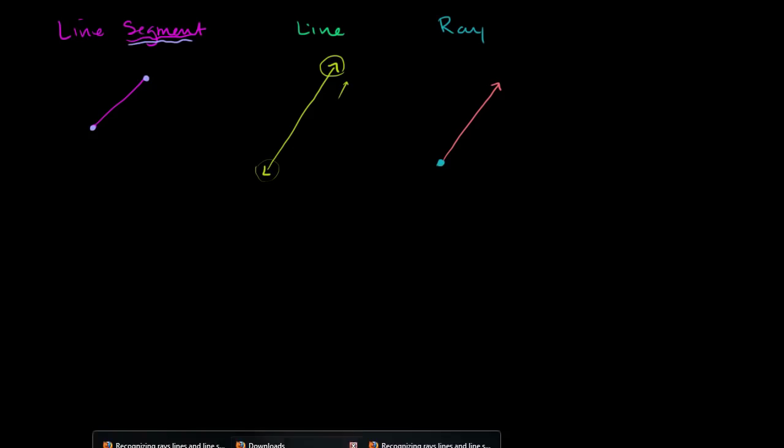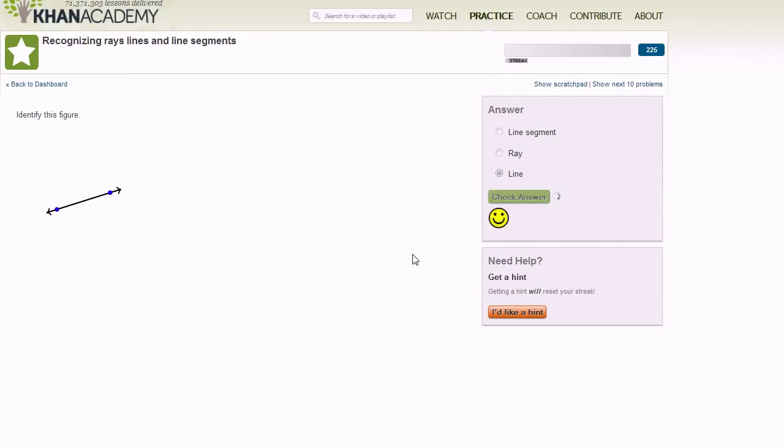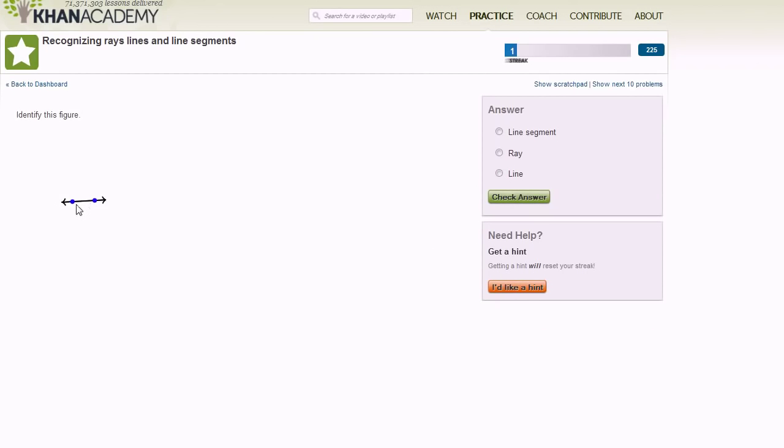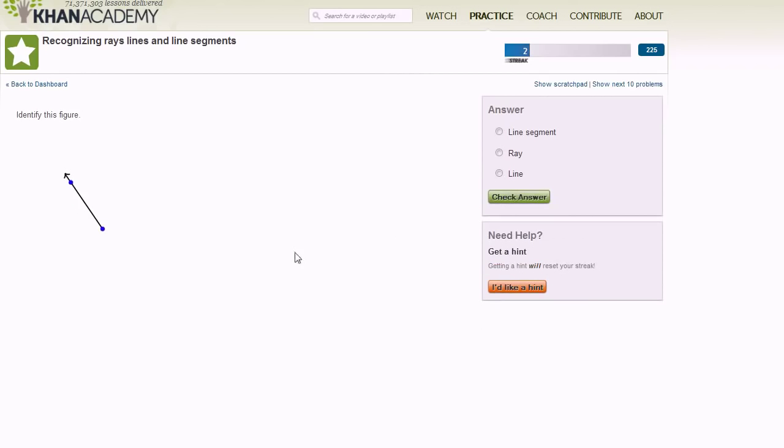So let me get the module going. Where did I put it? There you go. All right. So what is this thing right over here? Well, it has two arrows on both ends, so it's implying that it goes on forever. So this is going to be a line. Let's check our answer. Yeah, it's a line. Now, it's taking some time. Oh, correct. Next question. All right, now what about this thing? Well, once again, arrows on both sides means that this thing is going to go on forever in both directions. So once again, it is a line. Fair enough. Let's do another one.